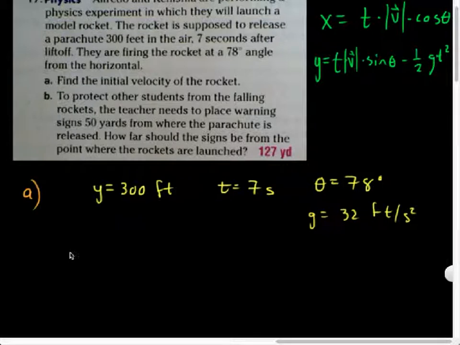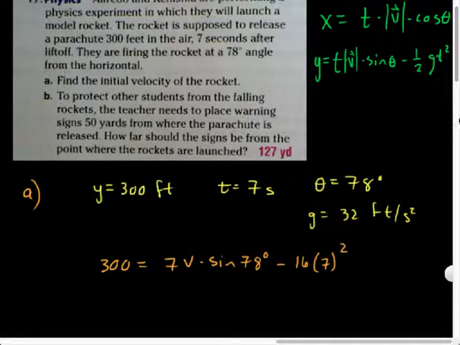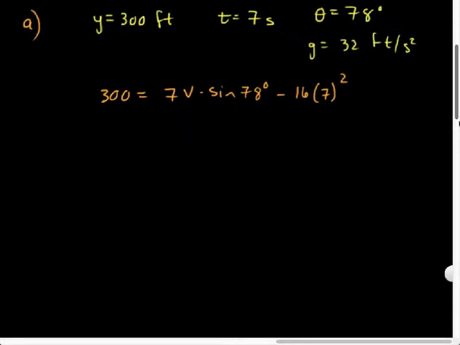So, for part A, let's just plug in what we know and solve for what we don't. So 300 is equal to 7 times V times the sine of 78 degrees, sorry, it was a 78-degree angle, my bad, minus half of 32, which is 16, times t squared, so that's 7 squared. Bam.